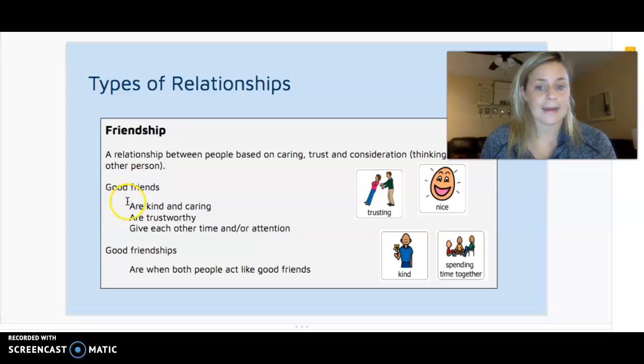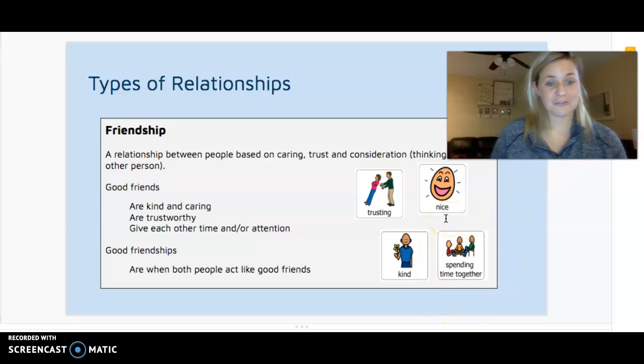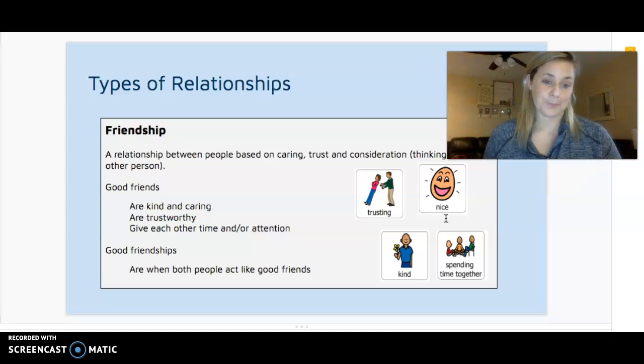So good friends are kind and caring, trustworthy, and give each other time or attention. So that means they like to spend time with each other. Good friendships are when both people act like good friends. So you want a friend that is trusting, nice, kind, and spending time together. Usually you pick your friendships based off of having similar interests, so liking the same things.